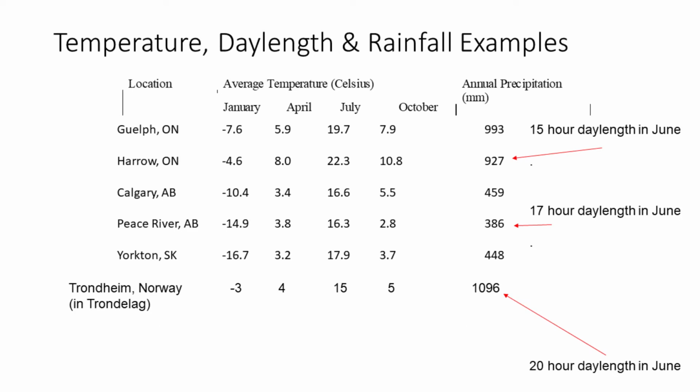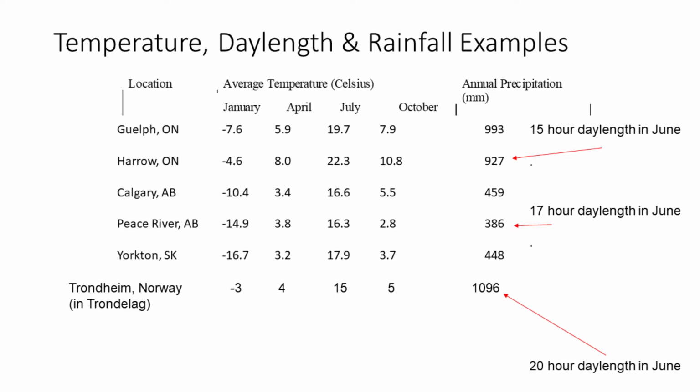So this slide you've seen before, and it just shows you some average climatic variables from different locations in Canada. And this is climate because it's average long-term temperatures, precipitation. I'm also showing you day length, which is the hours that the sun is in the sky on June 26th, the longest day of the year, the summer solstice.